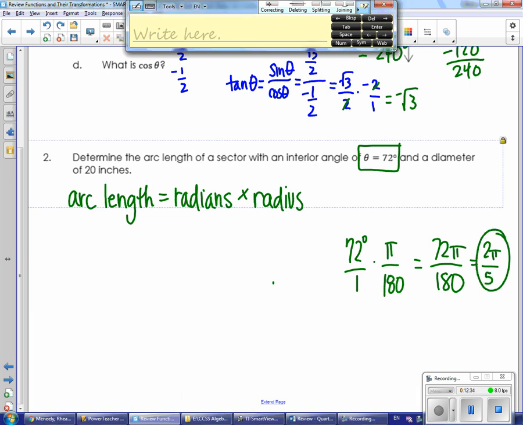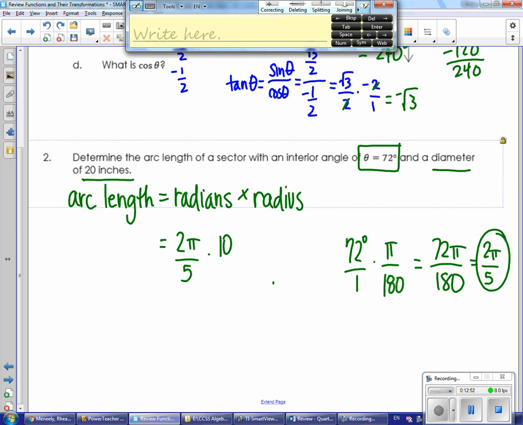Okay, so if I want to find the arc length, I need my radians, which again is going to be 2 pi over 5. And then I want to multiply that by the radius. Well, in this case, we're given the diameter. And if the diameter is 20 inches, I'm just going to divide that by 2 to get my radius. And so that means my radius must be 10 inches.